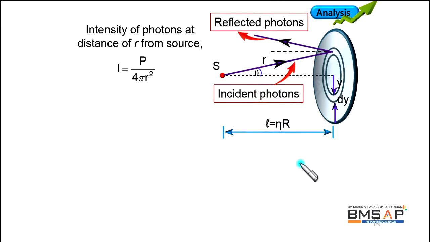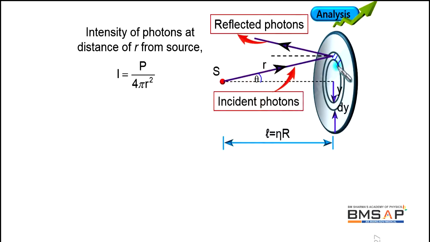Now, let us calculate the linear momentum or momentum per second of the photon striking the ring per second. We know the formula for the constant angle and constant magnitude of the intensity. Here, let us consider this area as dA. This is dA, and this angle is constant theta, and the intensity of the radiation here is capital I.